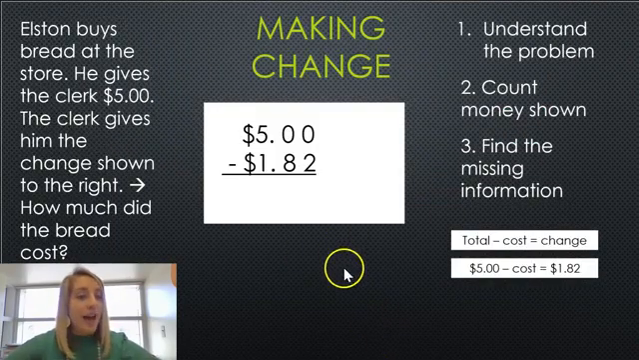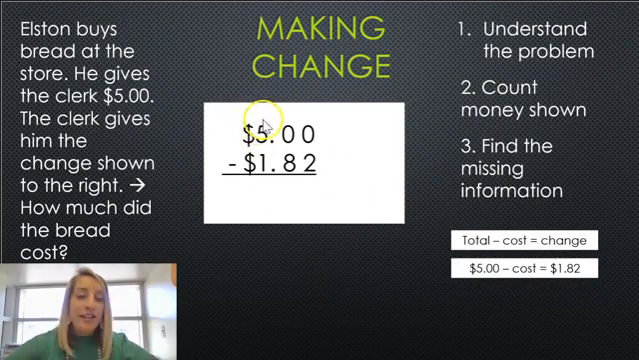Another way of doing that is by using subtraction. So you can write $5 minus $1.82. Let's see if you remember our subtraction skills. 0 minus 2. I can't do that.